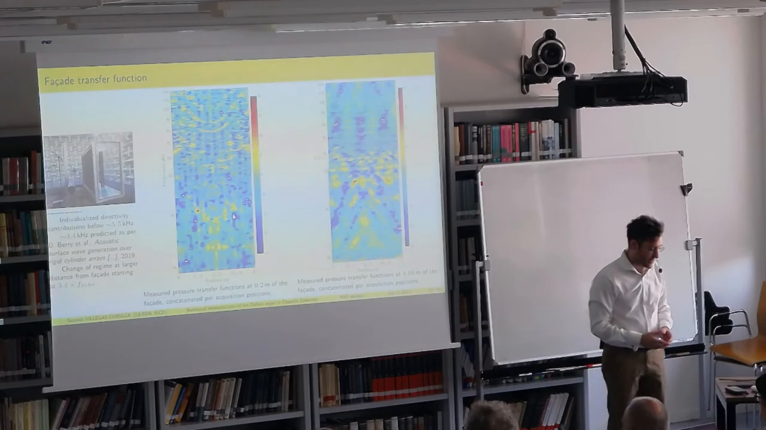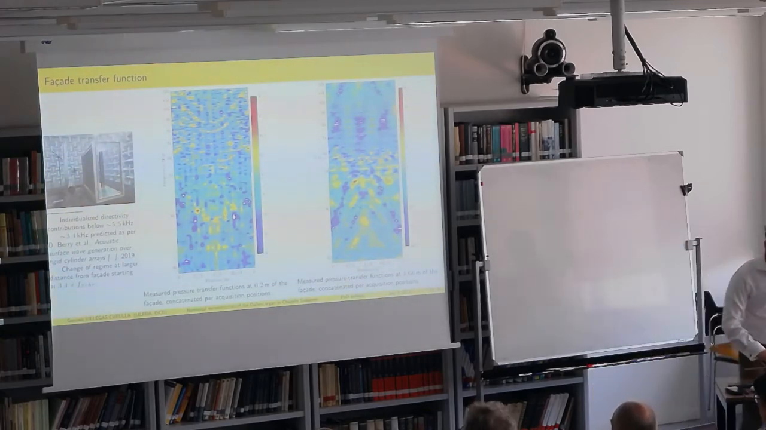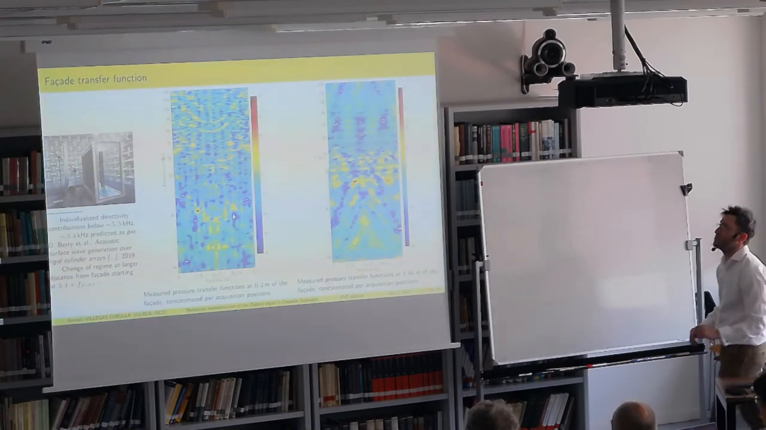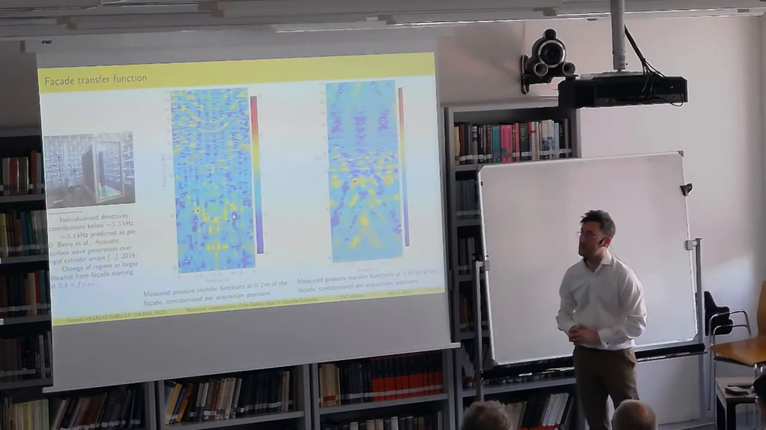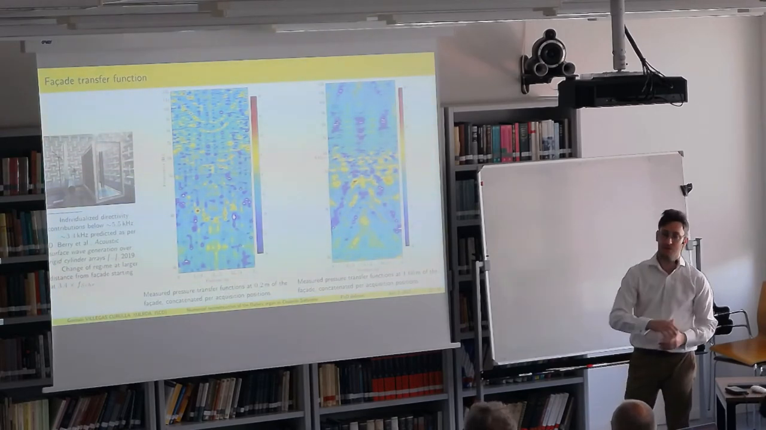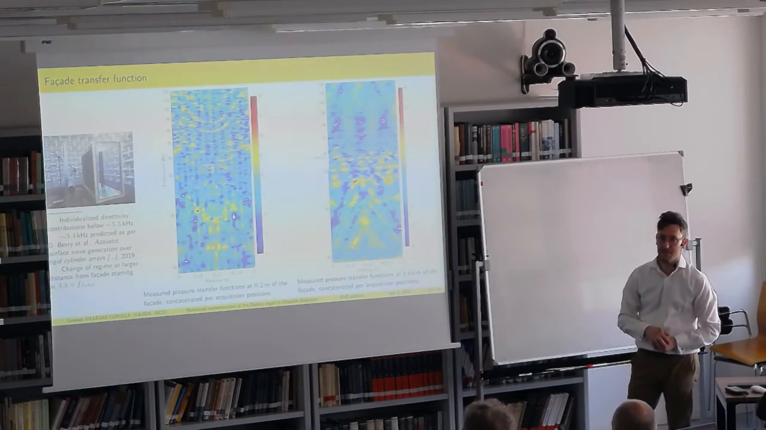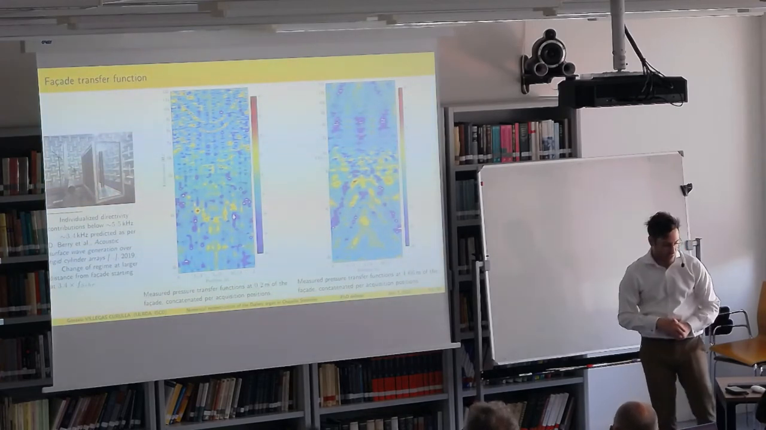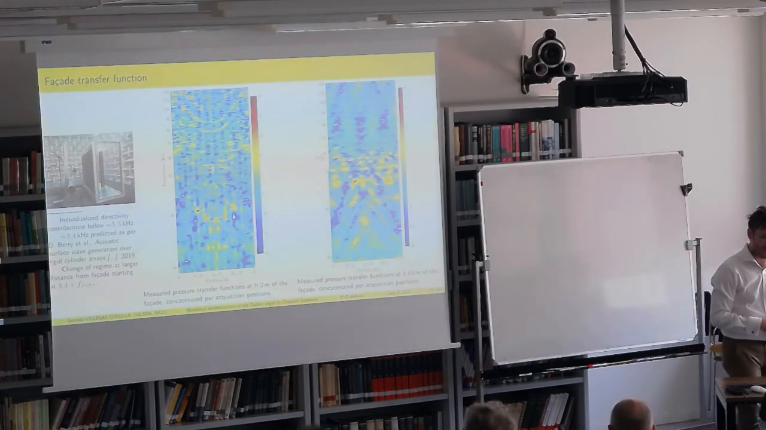Another experiment that we have carried out here was to remove all the conditions. No walls, no lateral walls, no rear walls, no forest of cylinders at the back, and only preserve the front, the facade, the array of cylinders. And we want to see what happens when we have a facade.